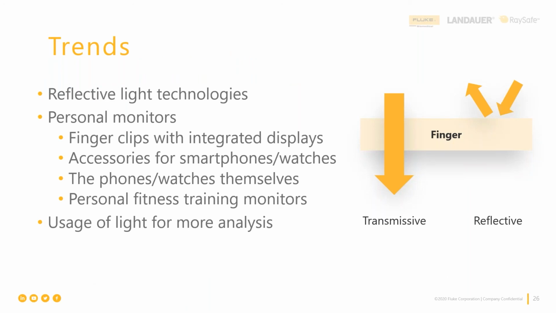So trends. Reflective light technologies have been around for a while, but no one right now is doing a good job of functional test on reflective technologies. So that is a gap that needs to be filled. Personal monitors are things that are used when you do exercise. Sometimes they're really designed for home use or personal use, but sometimes they'll creep into hospital or clinic use. They're really not medical devices. They're not designed to be medical devices. They're designed to be just estimates that you can use for your fitness training and things like that.